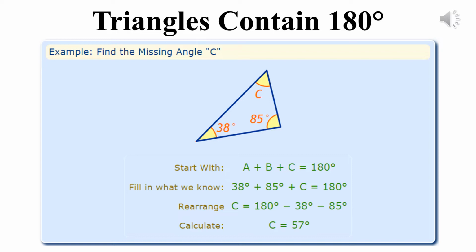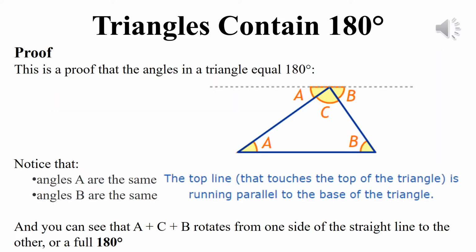Calculate. C is equal to 57 degrees. Proof. This is a proof that the angles in a triangle equal 180 degrees. Notice that angles A are the same, angles B are the same. The top line that touches the top of the triangle is running parallel to the base of the triangle. And you can see that A plus C plus B rotates from one side of the straight line to the other, or a full 180 degrees.